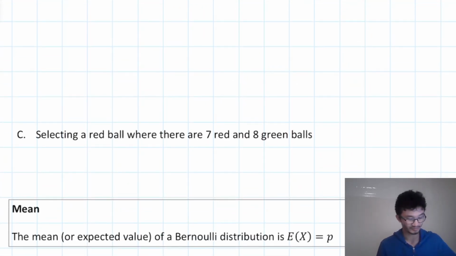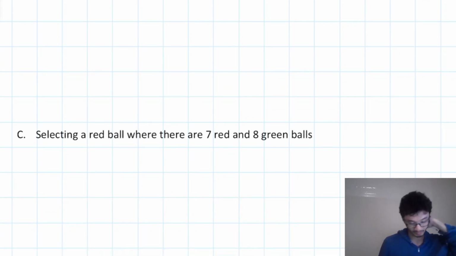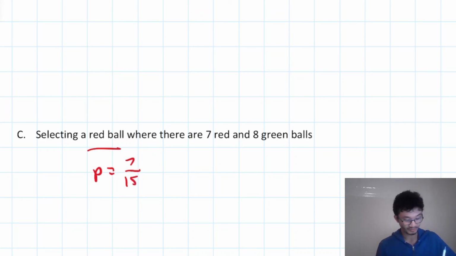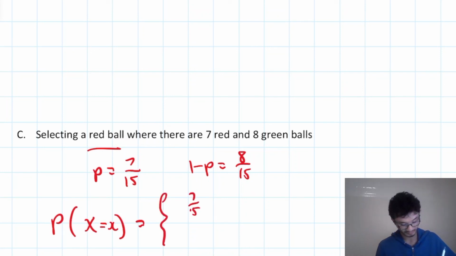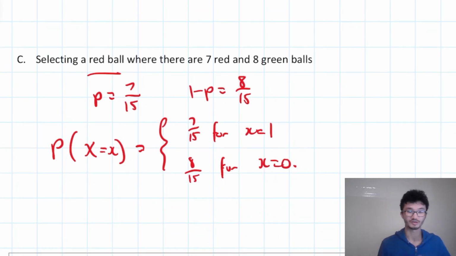Last but not least, here's one for you to try. We've got selecting a ball where there are 7 red and 8 green balls. Right? So with this one, again, I want to think about, okay, what are the probabilities for success and failure? So selecting a red ball, well, that would be 7 out of the total number of balls, which is 15. And so 1 minus p is just going to be 8 out of 15. And I can draw up my probability distribution like so. Okay, so there's my probability distribution.